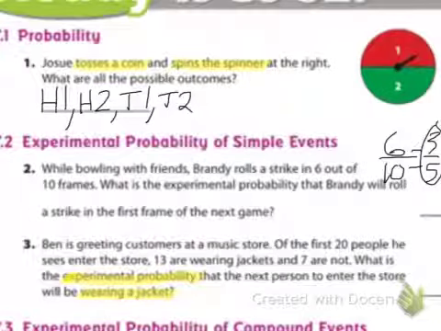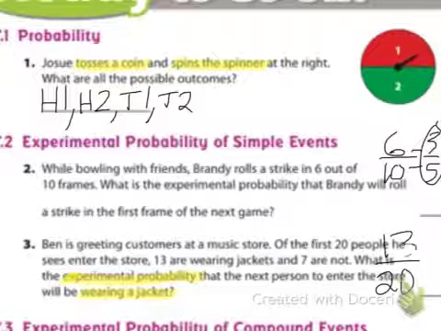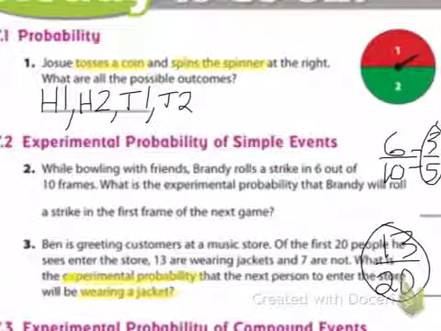So we start with the total. How many total people are there? There are 20 people. Of those 20, let's see, what are we looking for? We're looking for that they are wearing a jacket. So 13 are wearing a jacket. So 13 out of 20, can we simplify that? Nope. So that is the answer. It's simplified.